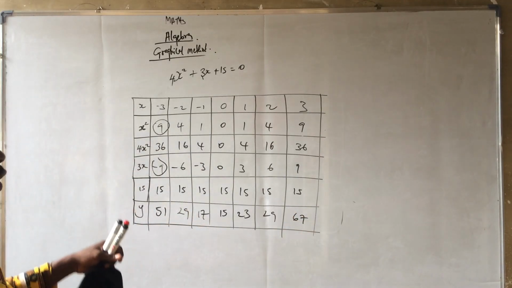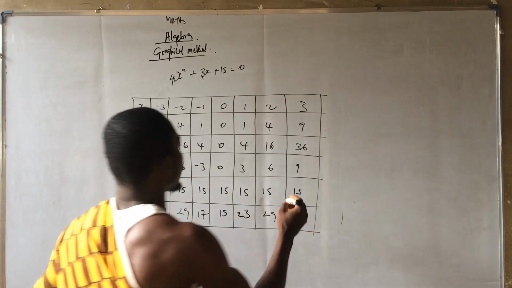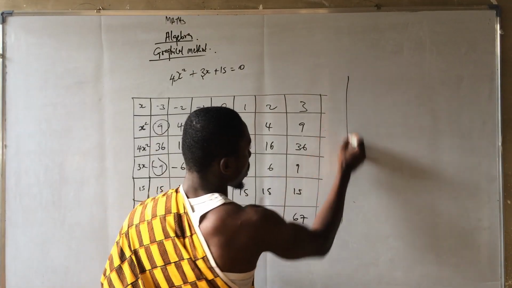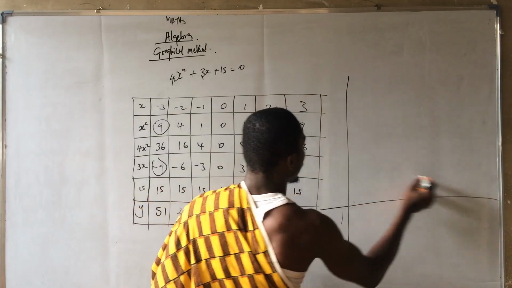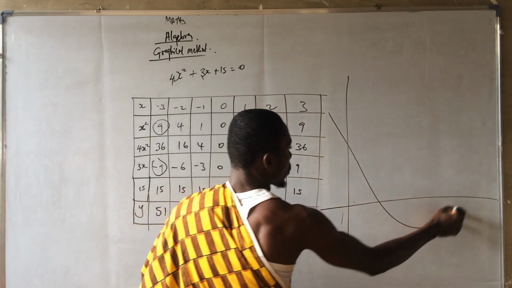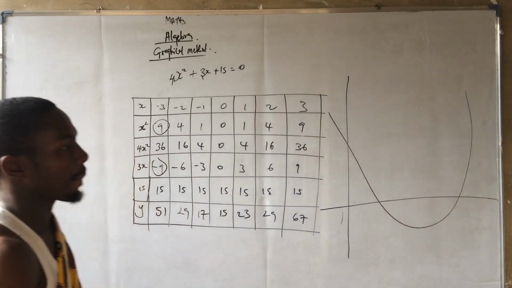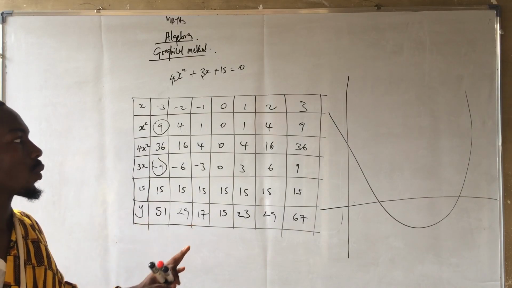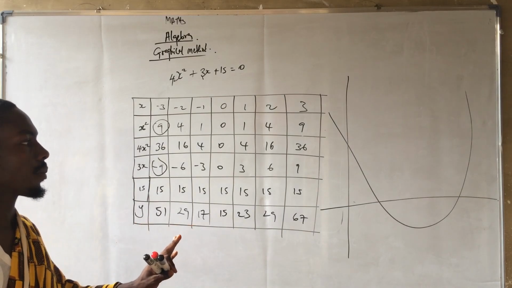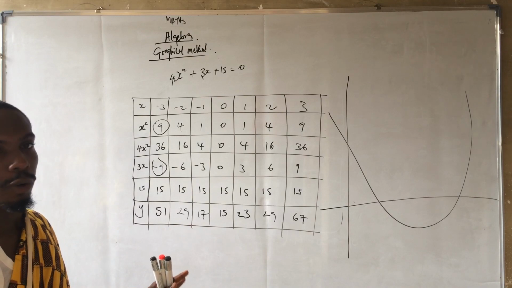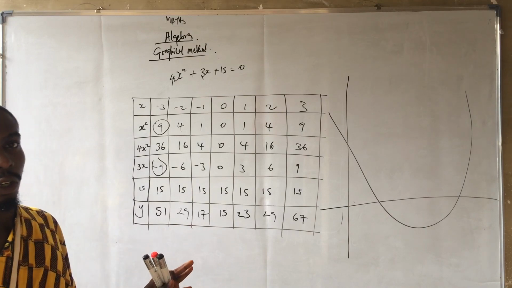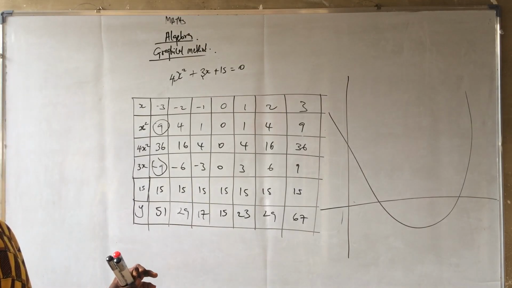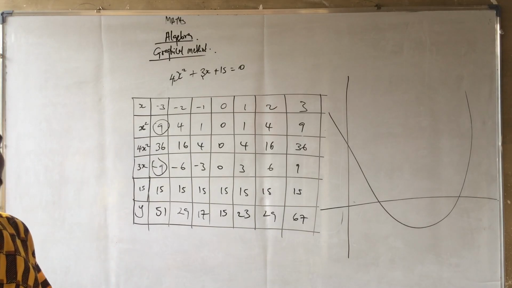After this, you plot your graph, and the graph is going to go like this. That is the graph of a quadratic equation. I just wanted to give a brief explanation of what the graphical method of a quadratic equation looks like.